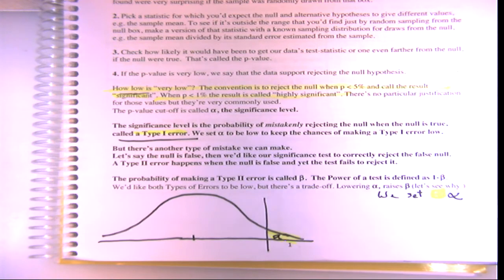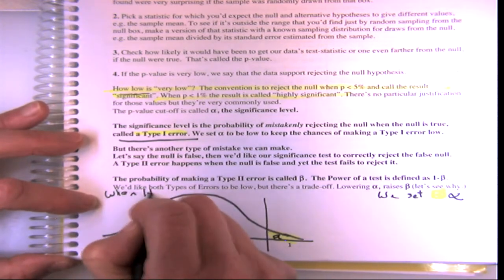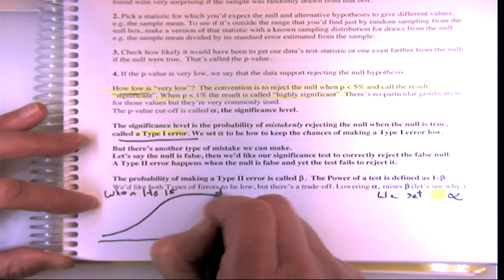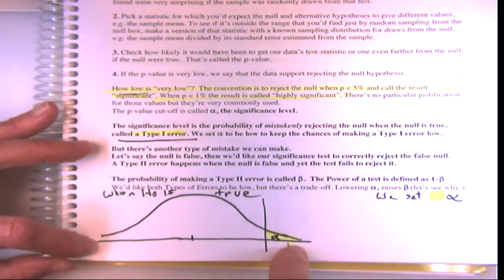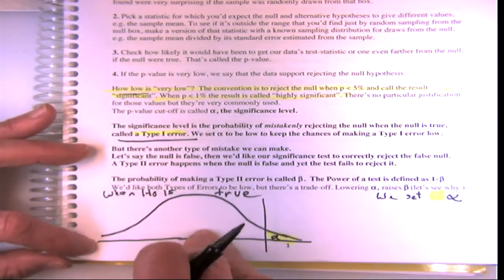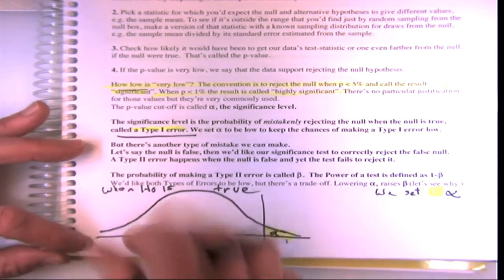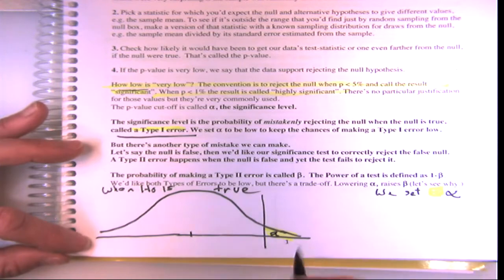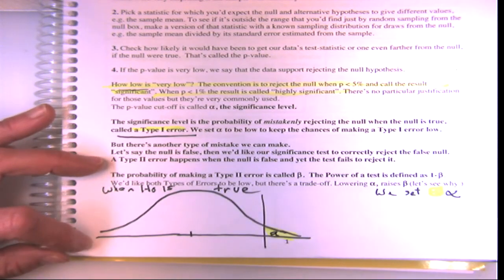Okay, but now we have to remember, what if there really is a fire? So this is when there's no fire, when H naught is true. This is some quantitative measure of when there's not a fire, and it will go off at some point. But there's another type of mistake we can make. Let's say the null is false, if there really is a fire.